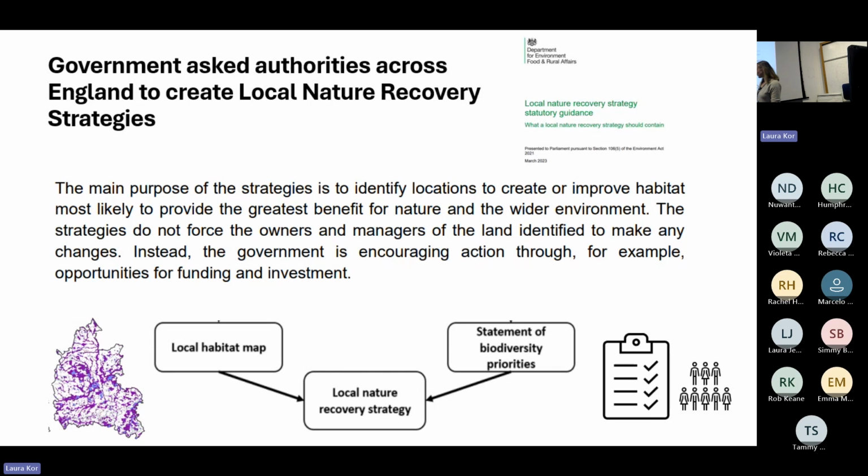and it lists the important things to do for habitats and for species. So the main purpose of the strategy is to identify locations to create or improve habitat, which is most likely to provide greatest benefits for both nature and the wider environment. And the strategies don't force owners or managers of land to make those changes, but instead the goal is that these maps here should incentivise action through funding and investment opportunities to certain areas, certain actions, certain species.